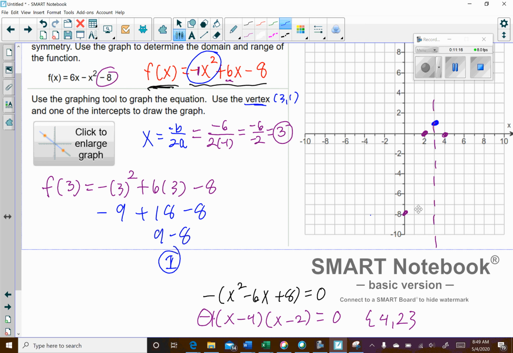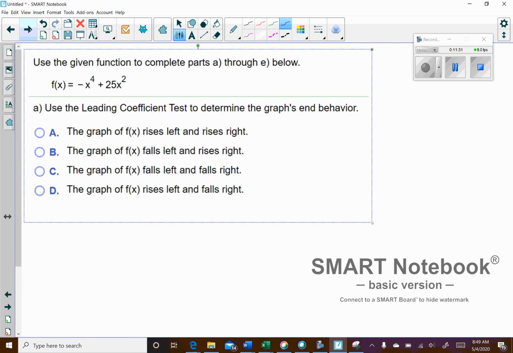And then if you want to reflect it across, this one's very similar to the last one, just that it's going to open down instead of up. But other than that, it's very similar. Okay, so I think I got about 2 or 3 examples very similar to this.